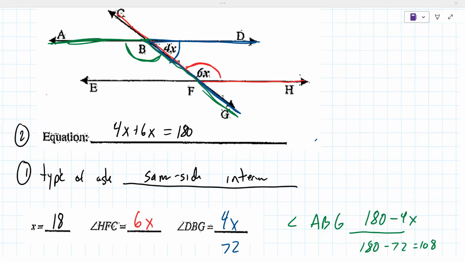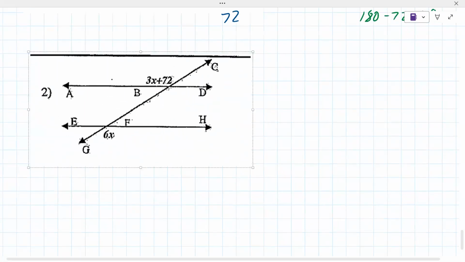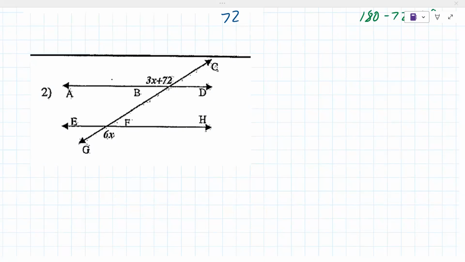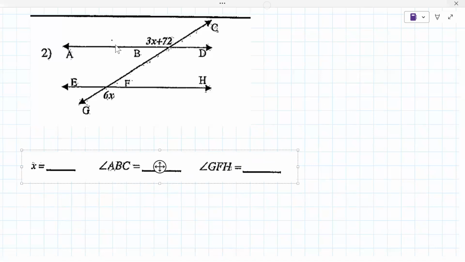Okay, let me give you a problem here to try on your own. All right, so here you go. Go ahead and give this a try, and let me know what you come up with. Ask me any questions along the way.